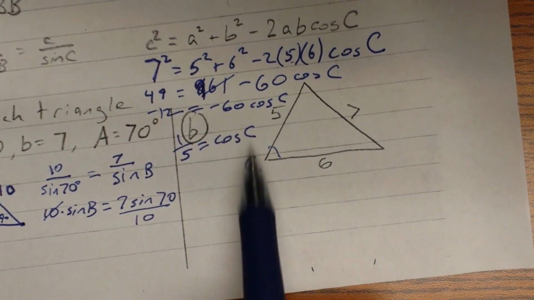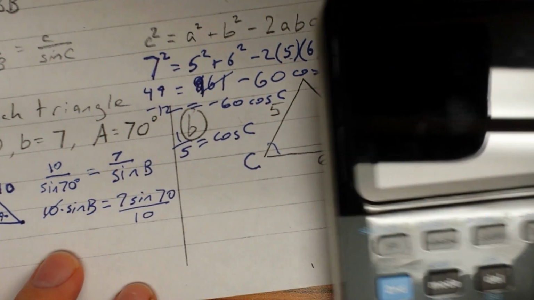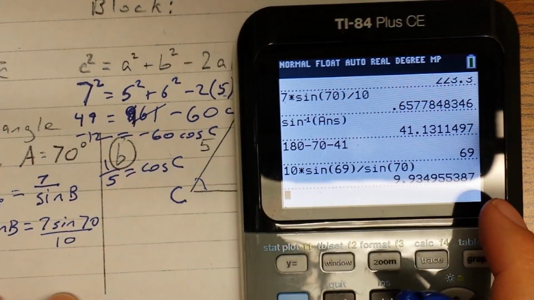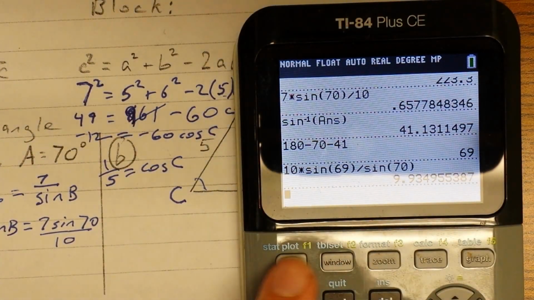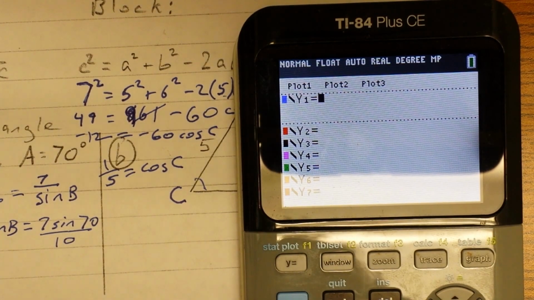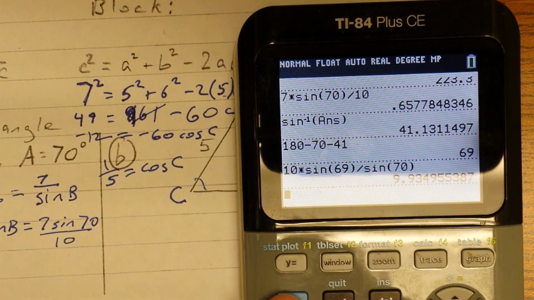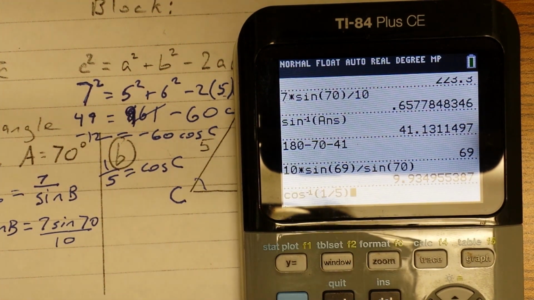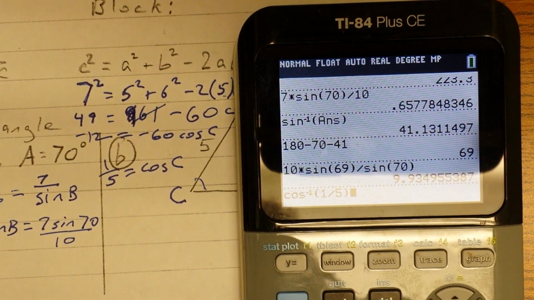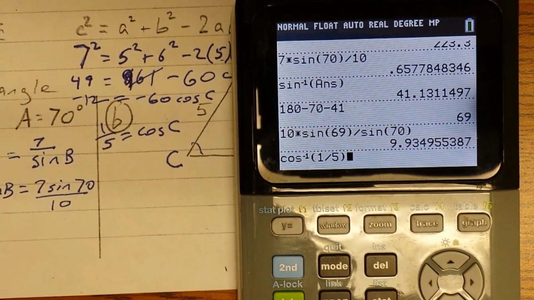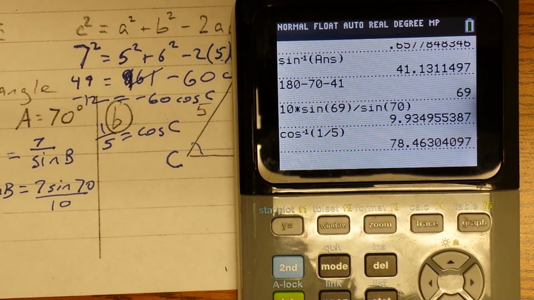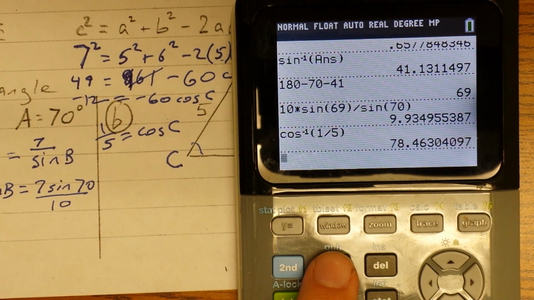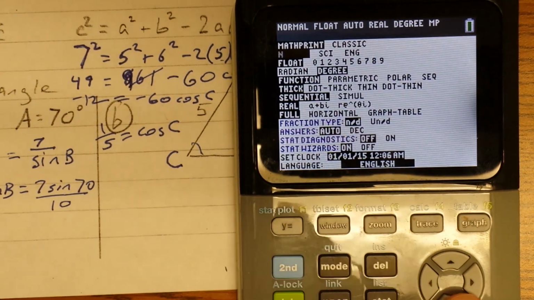Now, from here, I'm going to do the inverse cosine. So grab your trusty calculator, and inverse cosine of 1/5. So in other words, what angle has a cosine of 1/5? That's the question. And the answer is 78. And that'll be 78 degrees, because I'm in degree mode.